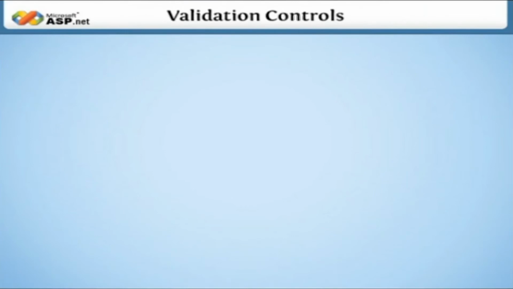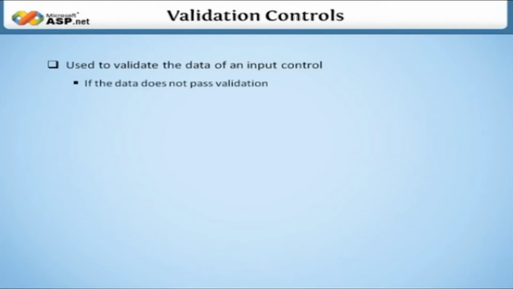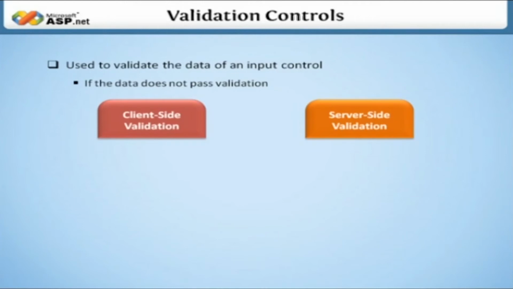Validation controls. A validation server control is used to validate the data of an input control. If the data does not pass validation, it will display an error message to the user. Validations are classified into two different types. They are client-side validation, which can be performed using VBScript or JavaScript, and server-side validation, and this can be performed using classic ASP.